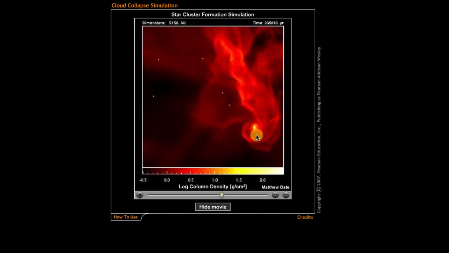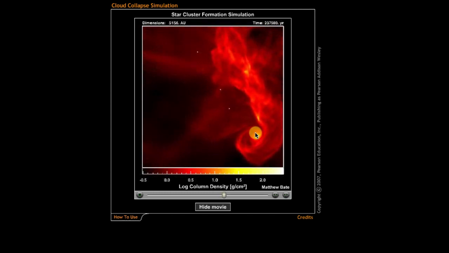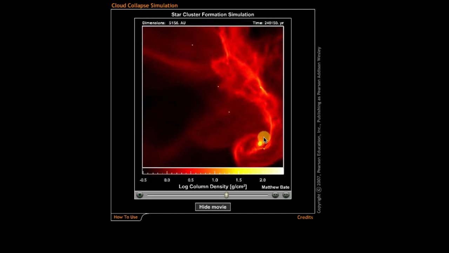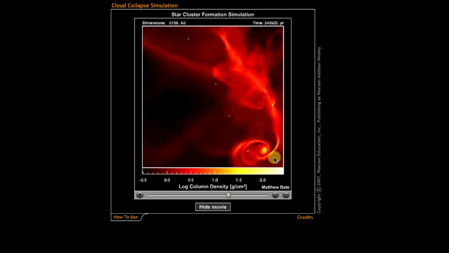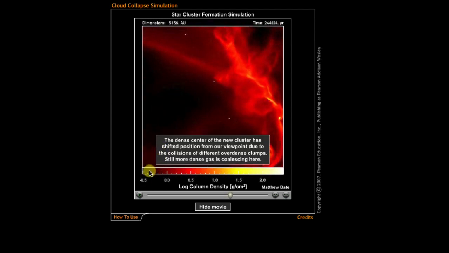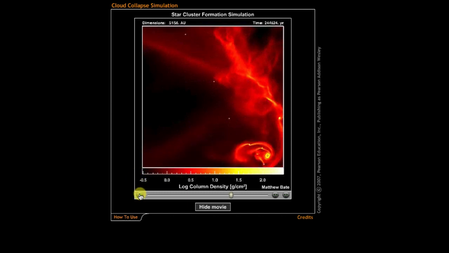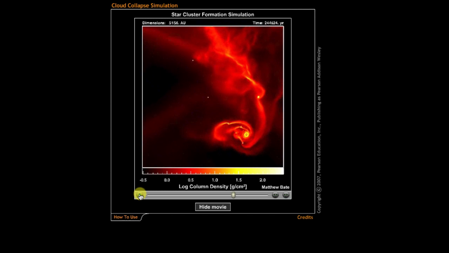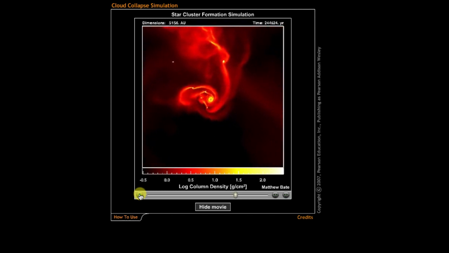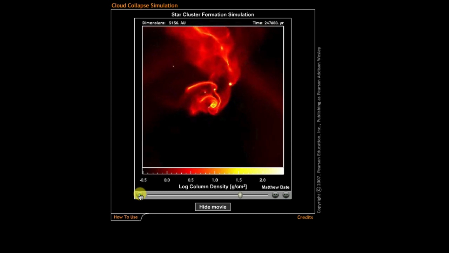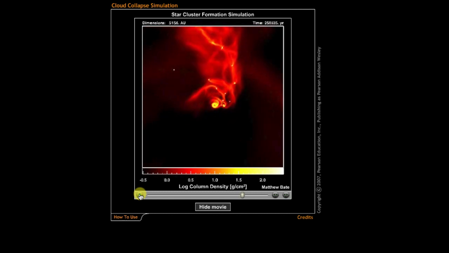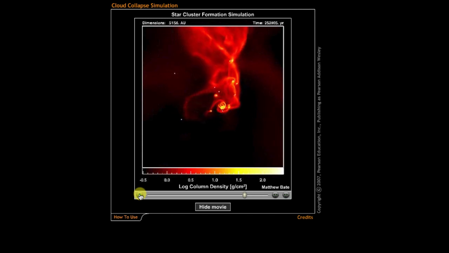This region we were looking at starts to go down, and it's pulling in gas now from around it, making things even more dense, making even more stars. So the dense center of the new cluster has shifted position from our viewpoint due to the collisions of different overdense clumps, and still more dense gas is coalescing there. So gravity is pulling things in now. Once gravity gets strong enough, once the mass gets dense enough, then it can start pulling in more material, and the star formation process can continue to go on in that region.